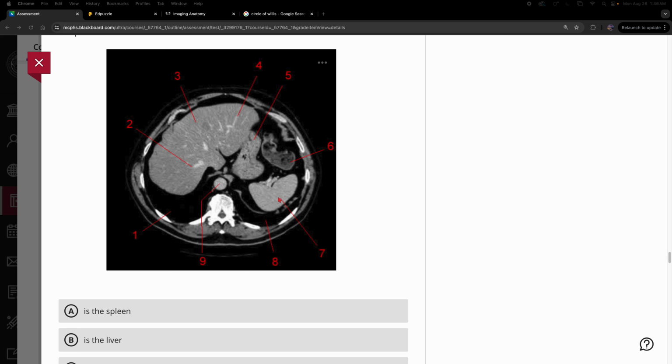Number 7 would be the spleen. Number 8 would be the left lung base. Number 9 would be the aorta. All right, so these blood vessels are the hepatic vessels or hepatic veins, right? You could see them right in here. And so that's the left, and that's the right.